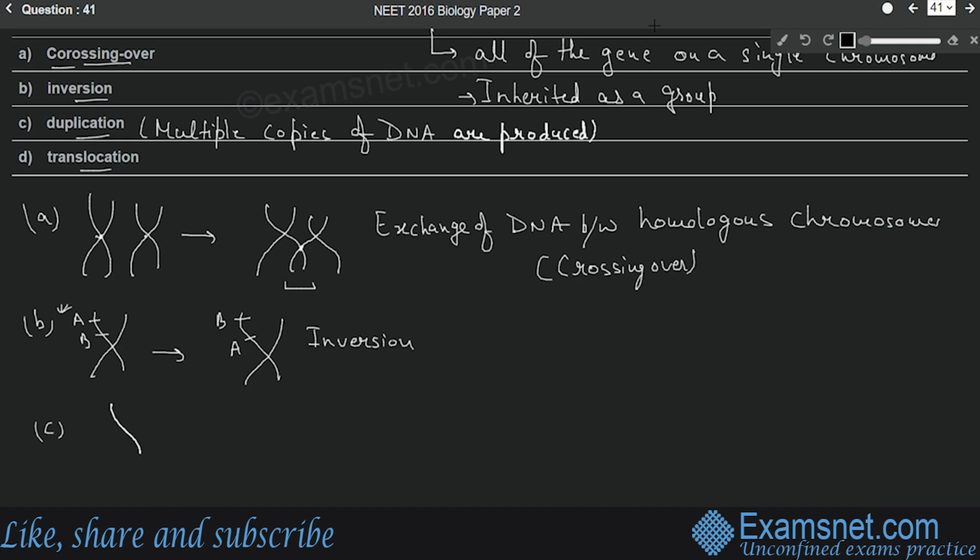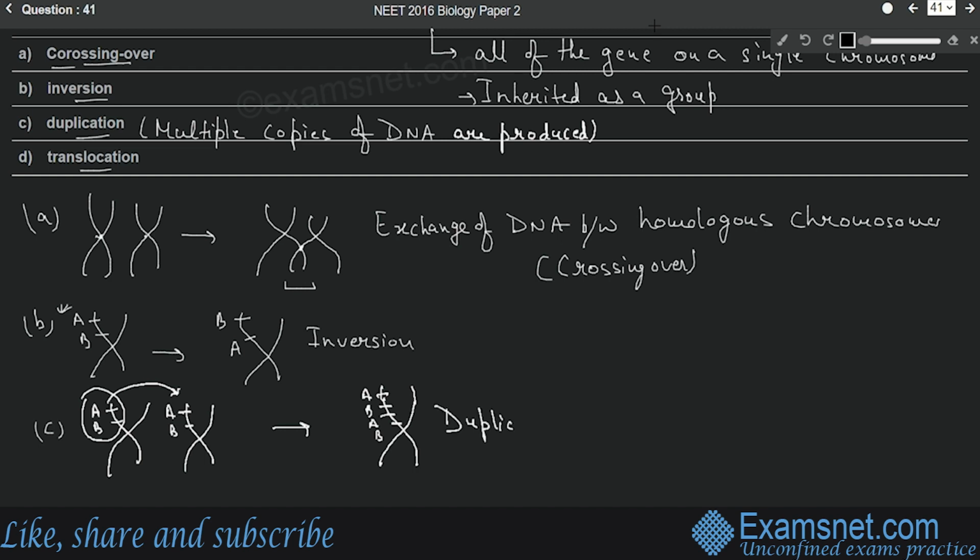For example, if this is a chromosome, this is another, these are homologous pair of chromosomes. And each chromosome contains a segment AB. Now what will happen? This segment from one chromosome will break off and it will attach on the second one. The second one was already having an AB segment and one more segment will get added here. So the segment will be duplicated. So this is known as duplication.